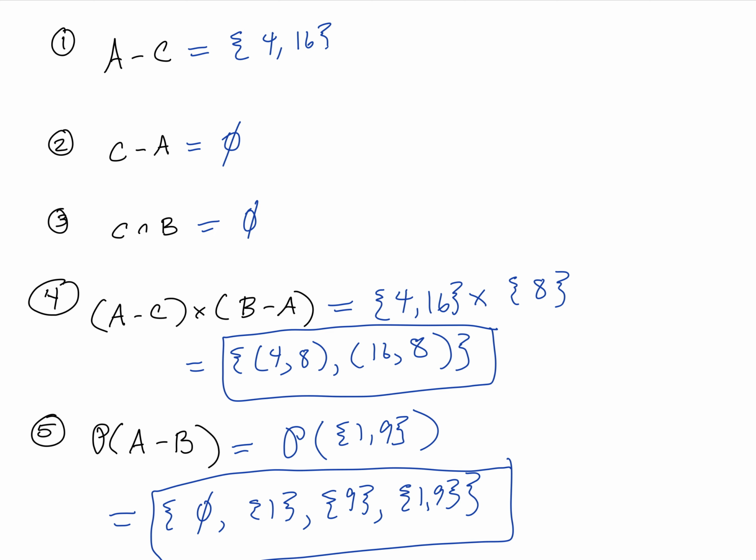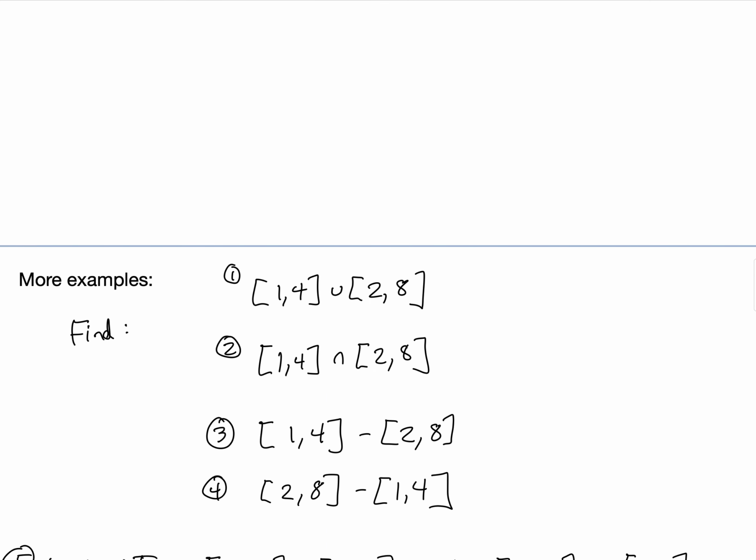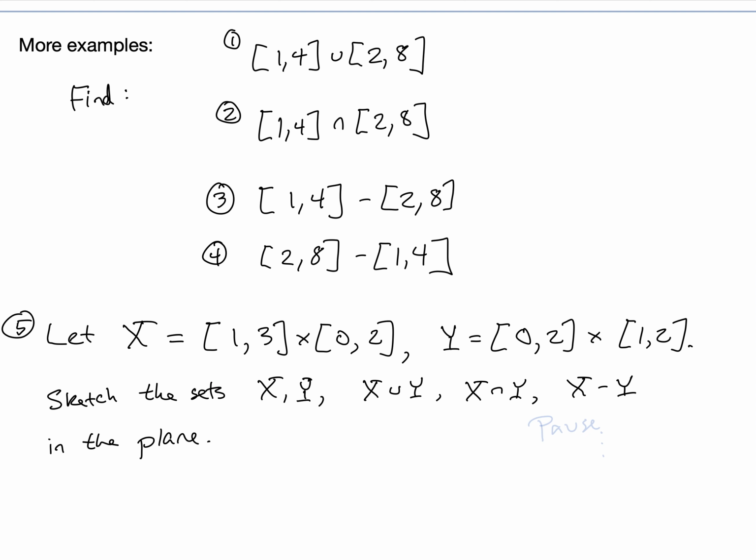Here's one more collection of example problems to work on. So notice that in 1 through 4, we're looking at sets that are closed intervals on the real line and looking at their unions, intersections, and differences. So I'd like you to find those in 1 through 4. And then in part 5, we're actually going to sketch these sets on the xy plane.